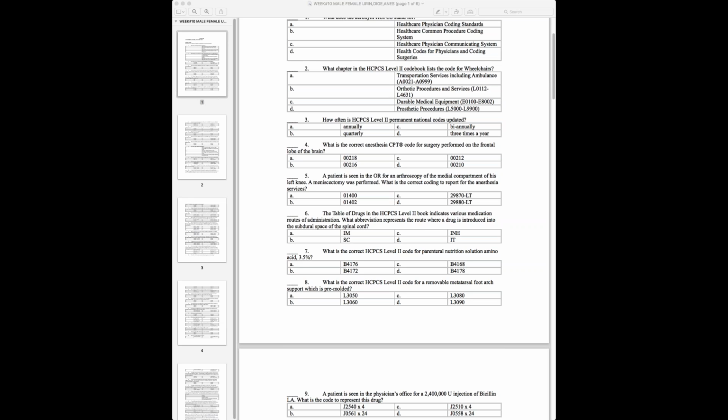Number 35. Number 35 is D. D, all of the above are part of the female reproductive system.